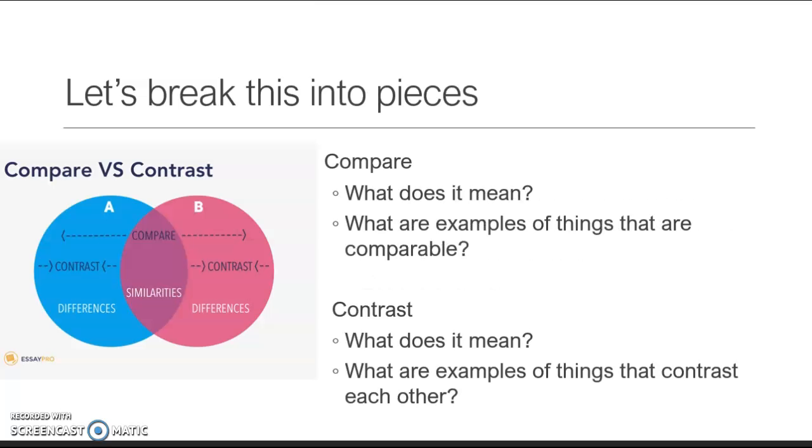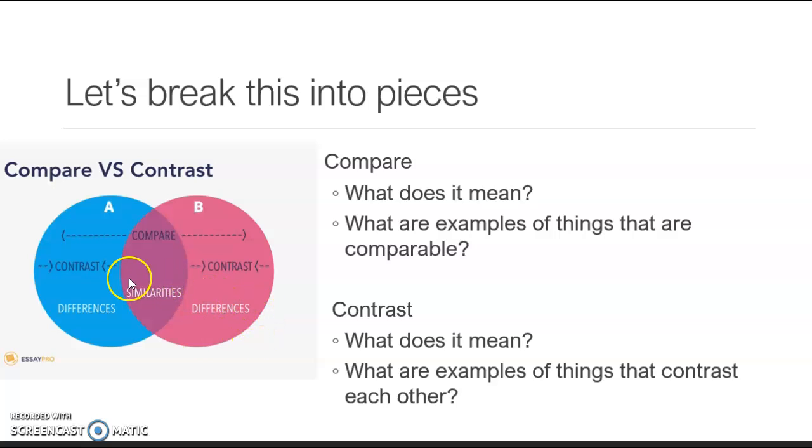So, let's break this down. How many of you know what compare means? Compare means similarities, right? So what are examples of things that you can compare? Really, pick two things and you can compare them. There's probably some similarities between, let's say, a boot and a shoe. But then you look at contrast, and what does contrast mean? Well, according to our chart over here, contrast would mean differences.